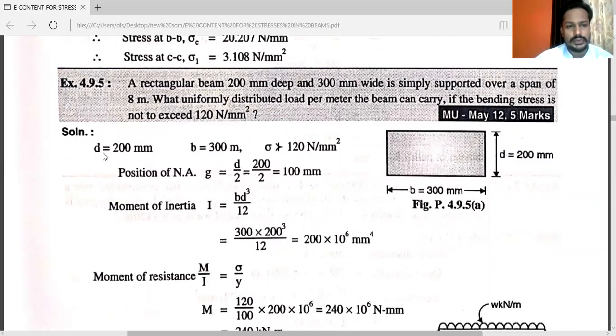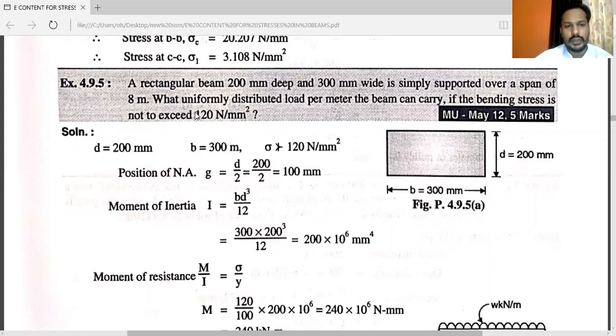200 mm deep, D is given, that is 200 mm, 300 mm wide, means width is given, that is 300 mm. One more important point is given, that is bending stress, sigma B. You can see the sigma is not to exceed 120 Newton per mm square. So it is a simply supported beam, the condition is given. The length of that beam is 8 meter.